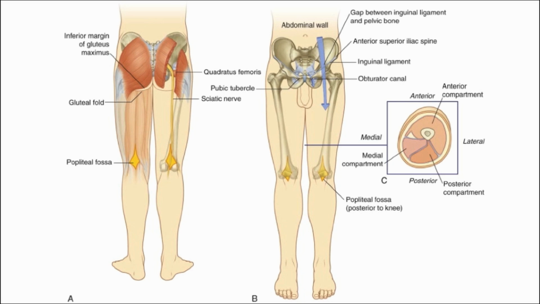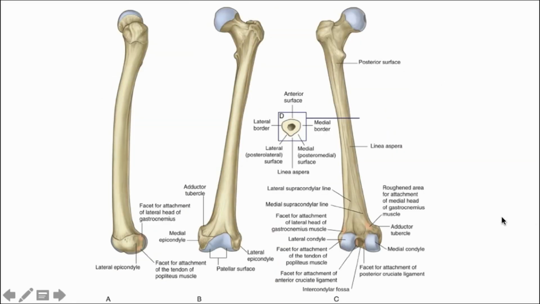The major artery, vein, and lymphatic channels enter the thigh through the pelvic bone and pass through the femoral triangle inferior to the inguinal ligament, and the vessels and nerves pass between the thigh and the leg through the popliteal fossa posterior to the knee joint, which we will go over in this lecture.